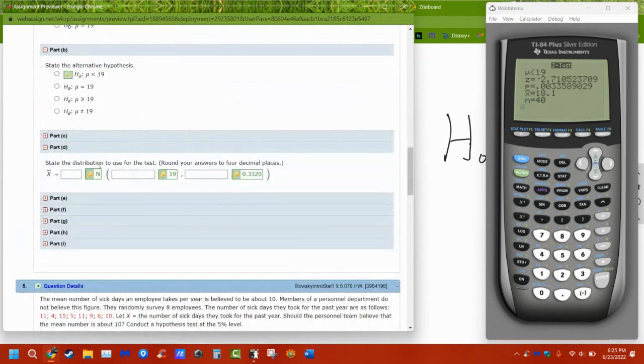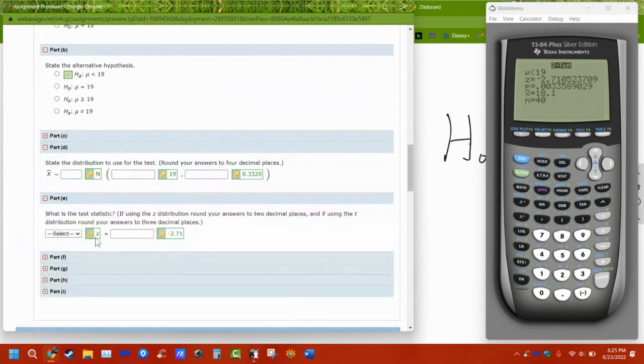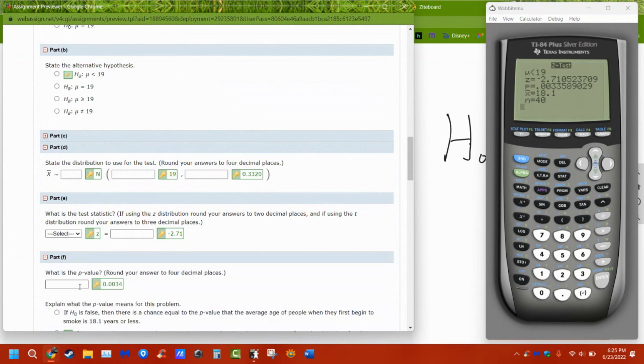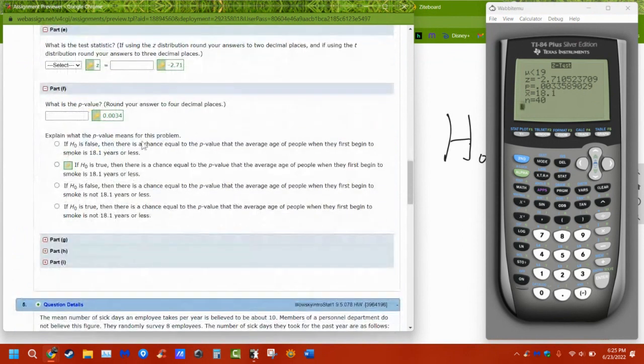What is the distribution? We'll get to that in a second. Here is your test statistic. So what is it? Did I do a z-test or a t-test? What was my number? Make sure you put the negative in, if you have to put a negative in. What was the p-value, which is right here? And then what does it mean?